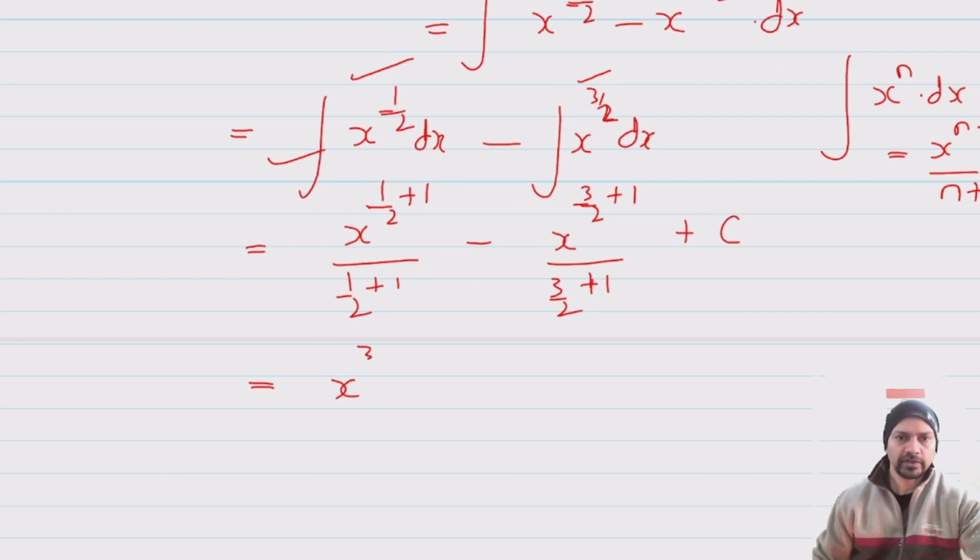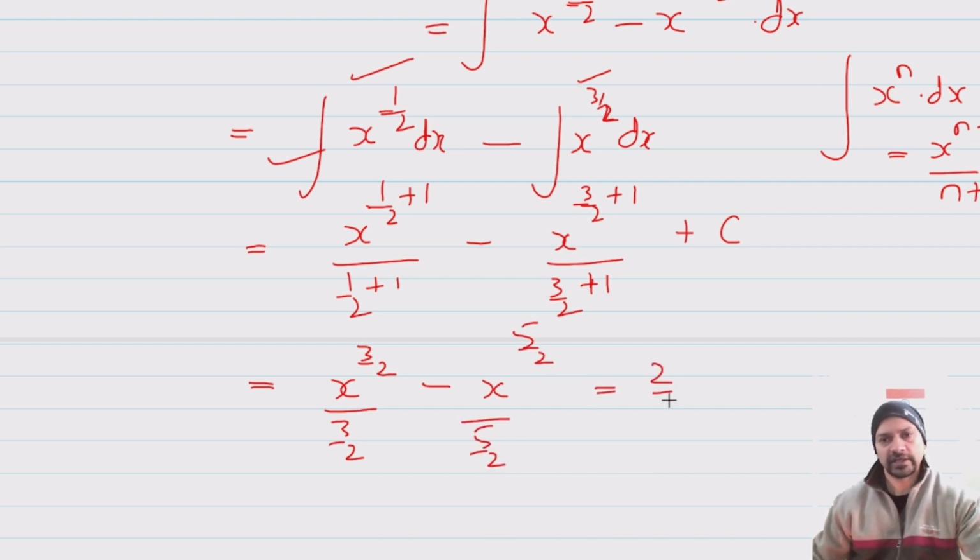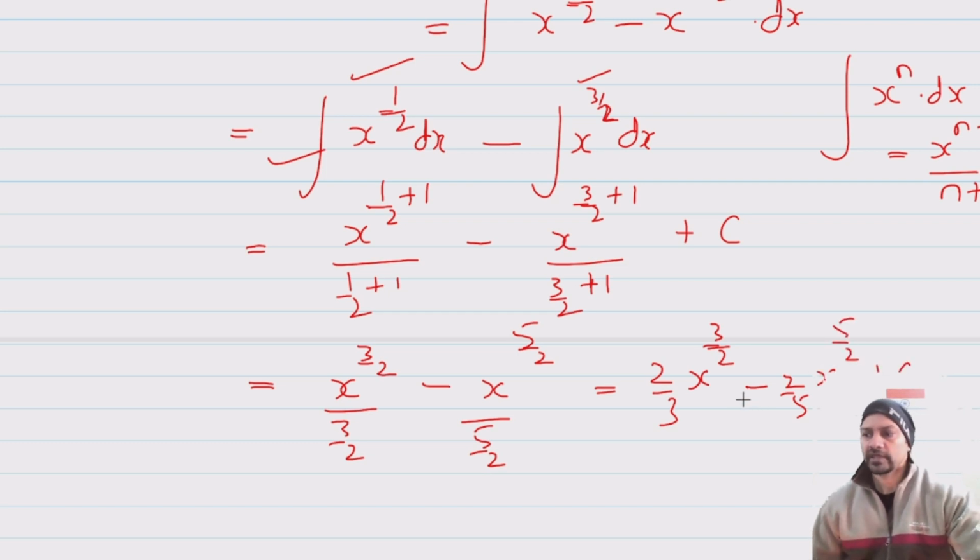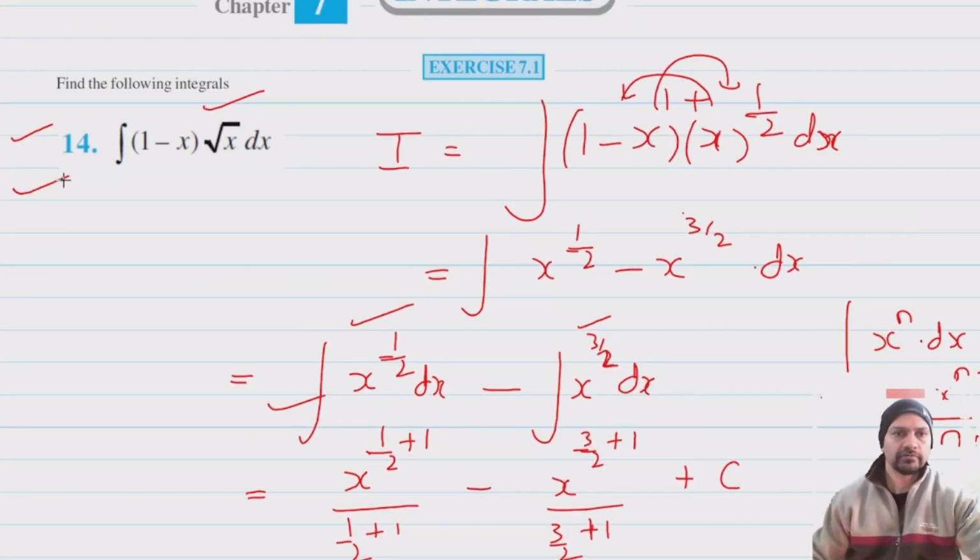Half plus 1 is 3 by 2. It's 3 by 2 minus x raised power 3 by 2 plus 1, it's 5 by 2, upon 5 by 2, which gives our final answer as 2 by 3 x raised power 3 by 2 minus 2 by 5 into x raised power 5 by 2 plus c. So this solves our question number 14.